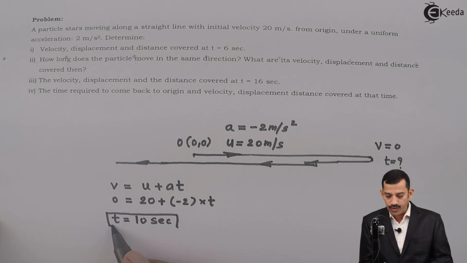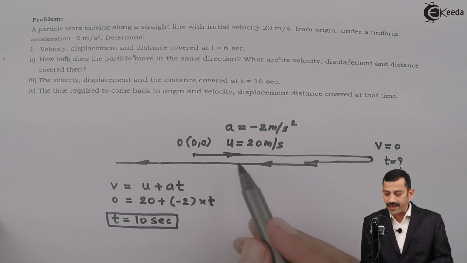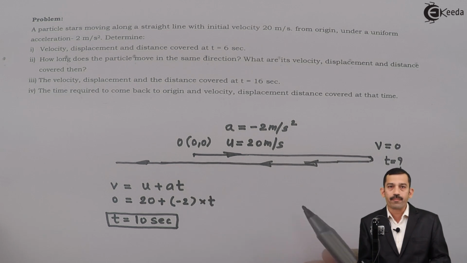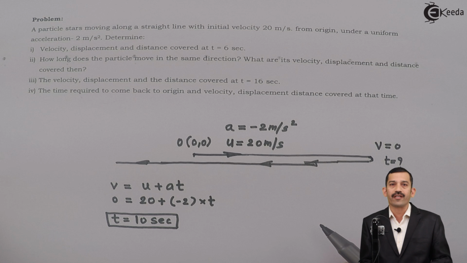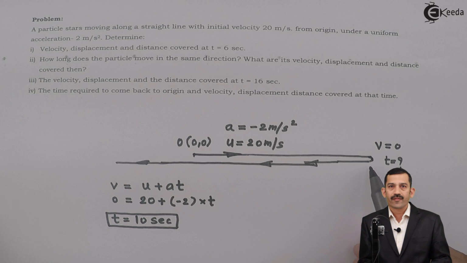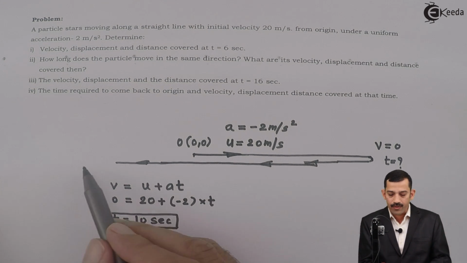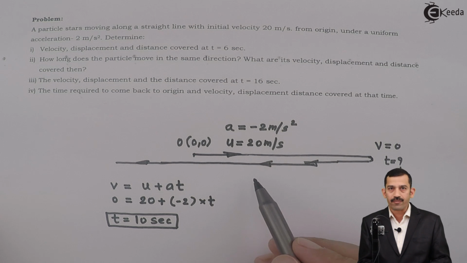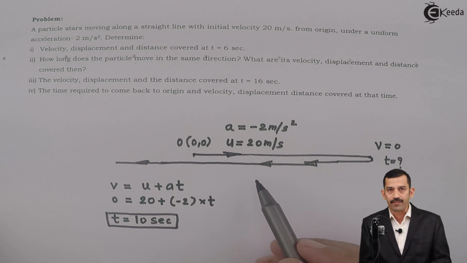What it represents is that if the particle moves in the rightward direction for 10 seconds, its velocity becomes 0, because we equated velocity to 0. And once it changes its direction of motion, the particle continues its motion in the leftward direction. That means from 0 to 10 seconds, displacement and distance travelled are the same. And from this location, when it moves in the leftward direction in the next time instances, displacement and distance travelled are different.